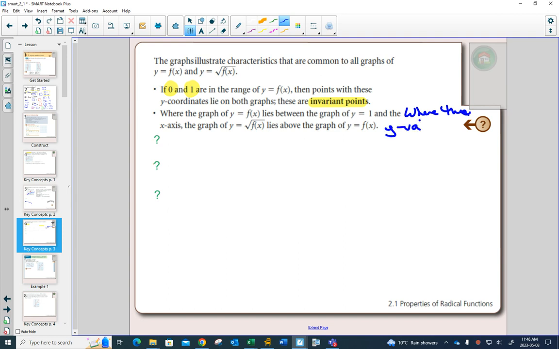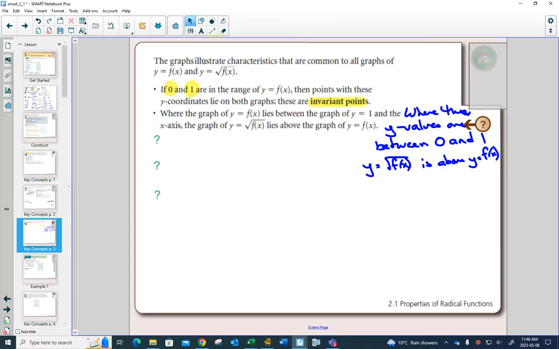Where the y values are between 0 and 1, the square root graph is above the regular graph. So if your y values are between 0 and 1, then your square root graph is above y equals f of x.